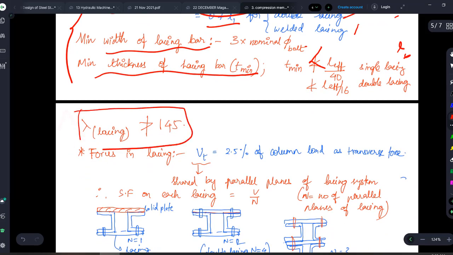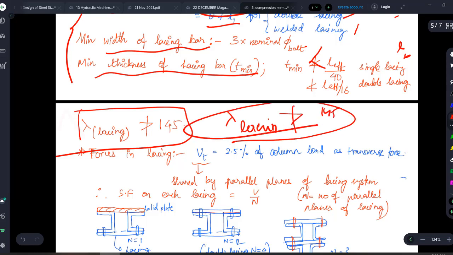And the most important bit, which has come in many examinations: what is the slenderness ratio of lacing? The maximum slenderness ratio of your lacing is 145. That means your slenderness ratio, your L by r, should never exceed 145. I hope it is very clear for you. The slenderness ratio of your lacing, the length of lacing by minimum radius of gyration, should never be greater than 145. Very important bit, super important bit.